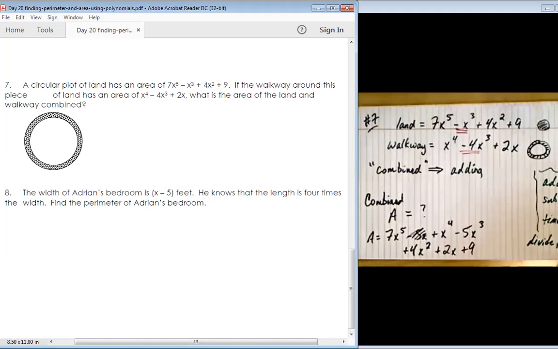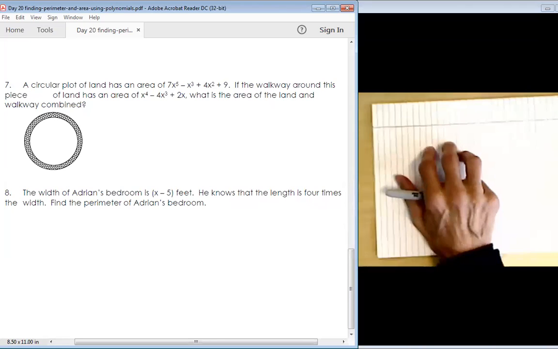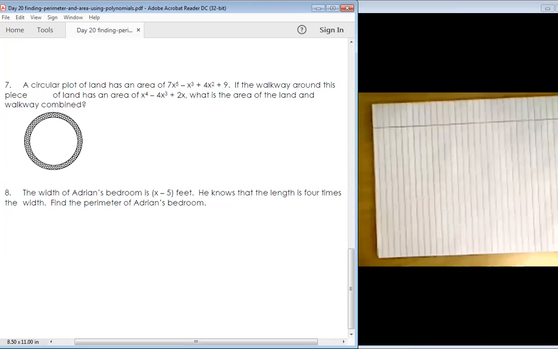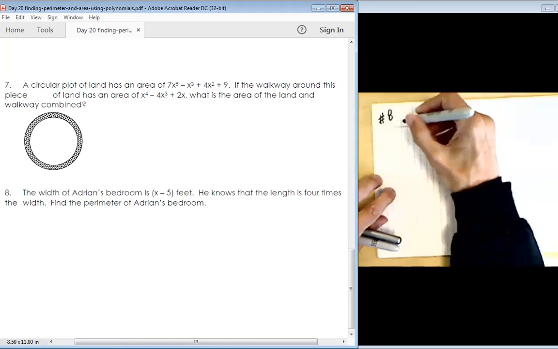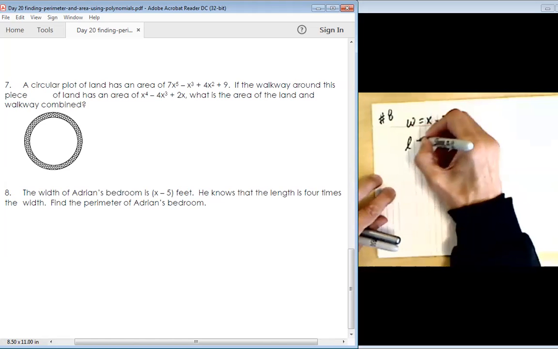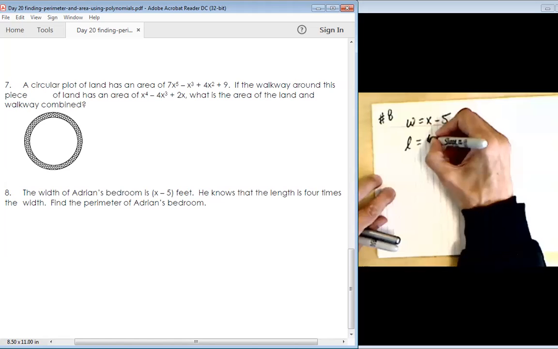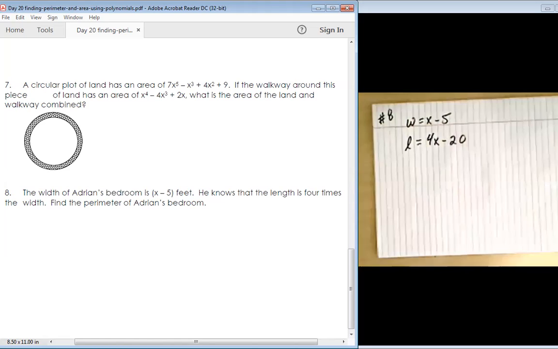Number 8. That was the one with 4 times and all that in there. What's that going to look like? Oh, it's still up. Well, it certainly got it started. Width is x minus 5. Length was, we got as far as 4x minus 20. Okay, so I'll pick it up from there.